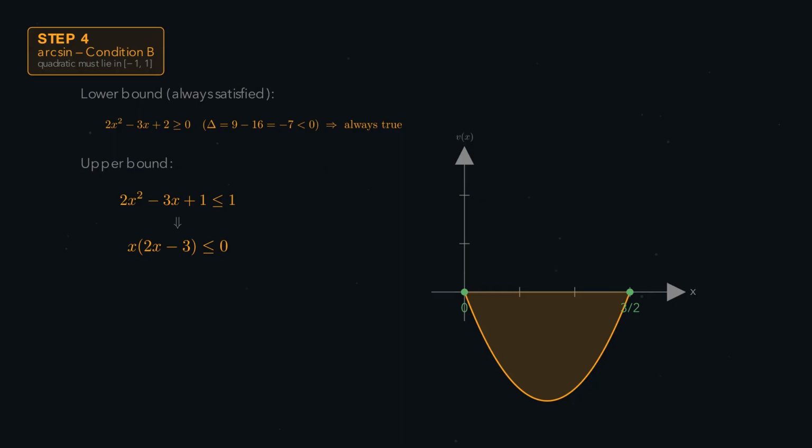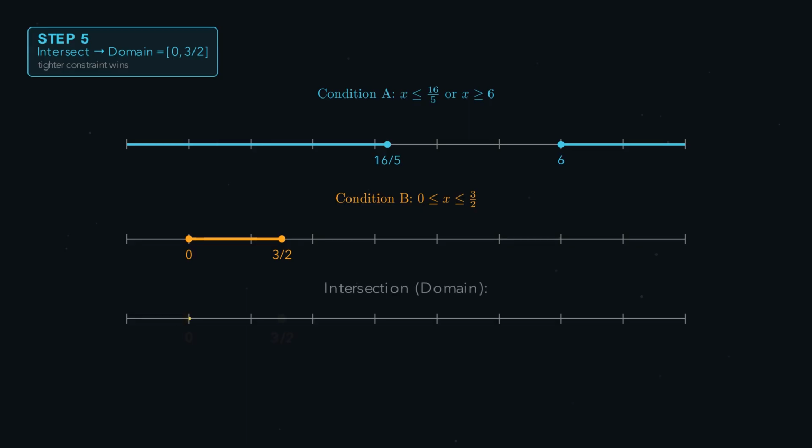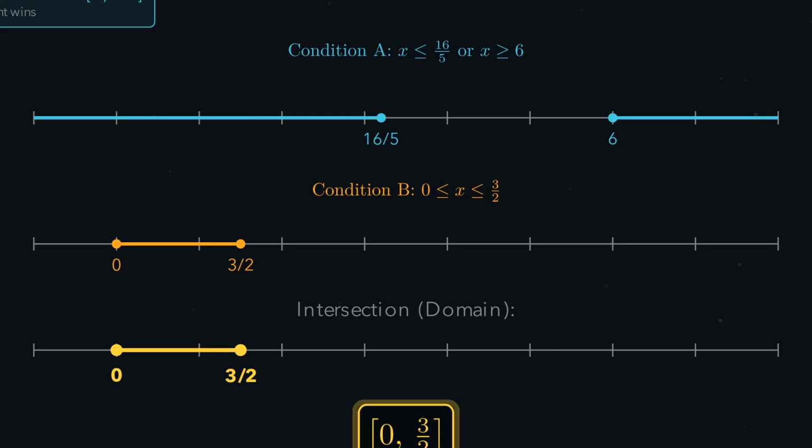Now for the arc sine. The argument is a quadratic. 2x squared minus 3x plus 1. The discriminant is negative, so this quadratic is always above -1. No restriction there. For the upper bound, we need x times 2x minus 3 to be at most 0, which gives 0 to 3 halves.